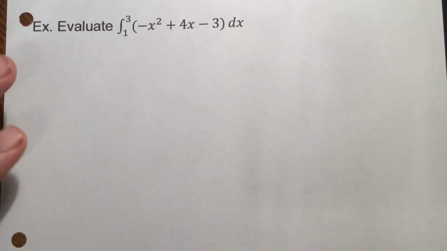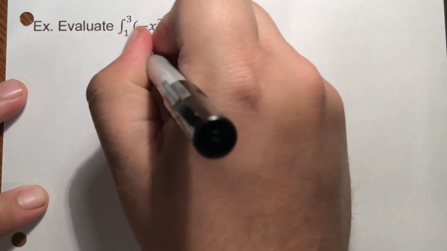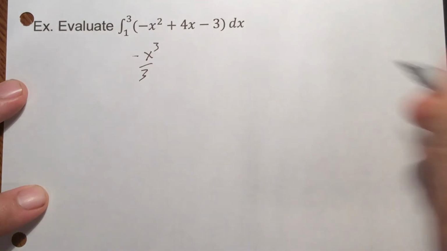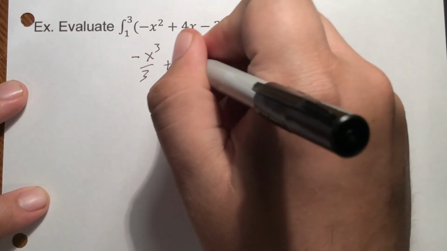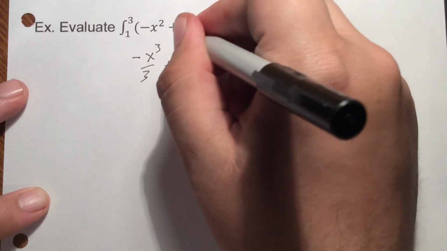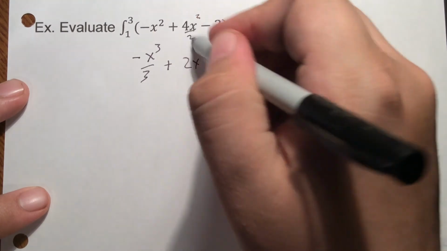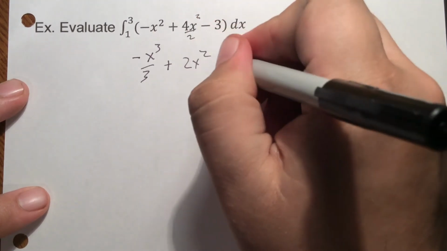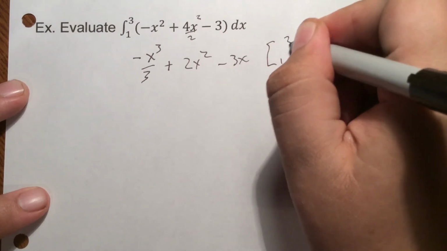So, integral here. Negative x squared would go to a negative x to the third over 3, plus 4x would go to 4x squared over 2, which should end up being 2x squared because the 2 to the 4 will reduce. The minus 3 would go to a minus 3x. Add that in. So from 1 to 3.